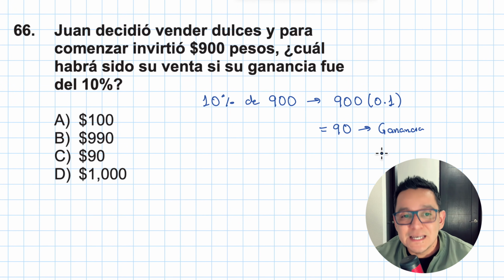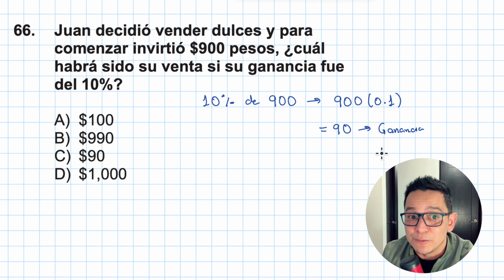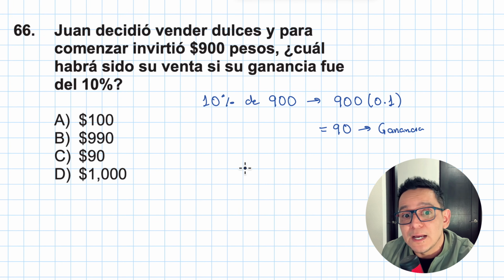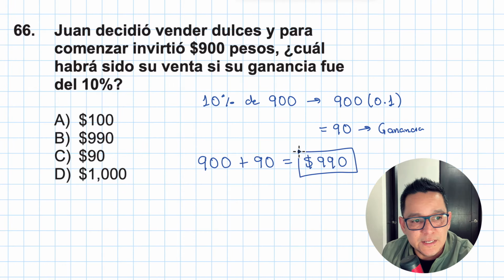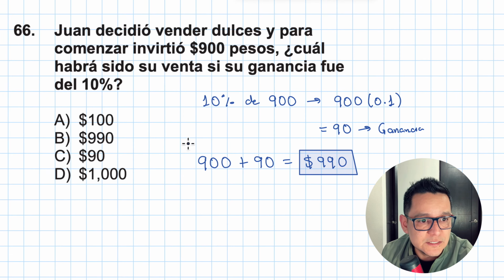So, if we already know that he made a profit of those 90 pesos, now the question is, how much was his sale? Well, it's very simple. His sale was the 900 pesos plus what he made as profit, which is 90 pesos. And 900 plus 90 gives me a total of 990. That's it. So the answer to exercise number 66 in this case is 990. We mark option E. Done. Simple, right? Let's move on.